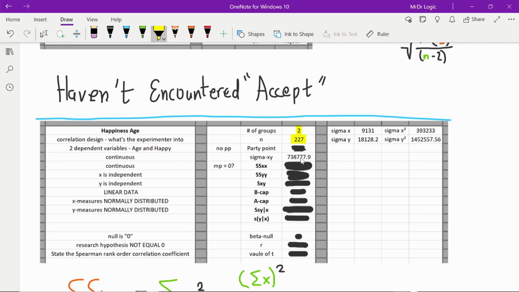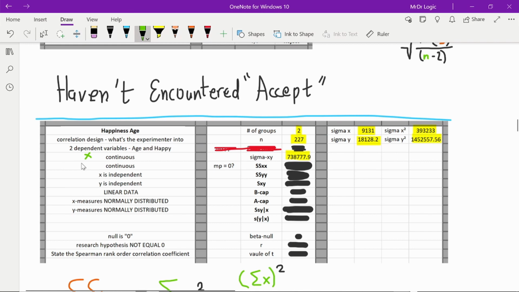Okay, so this is what the n is. Ignore this, no PP part. I'll explain later what this means. And so what's important here is sigma x, sigma y, sigma x squared, and sigma y squared. These parts are all given to you, and also this towards the end, as soon as you've completed this part. So when you're given data like this, you're going to be asked all of the following.